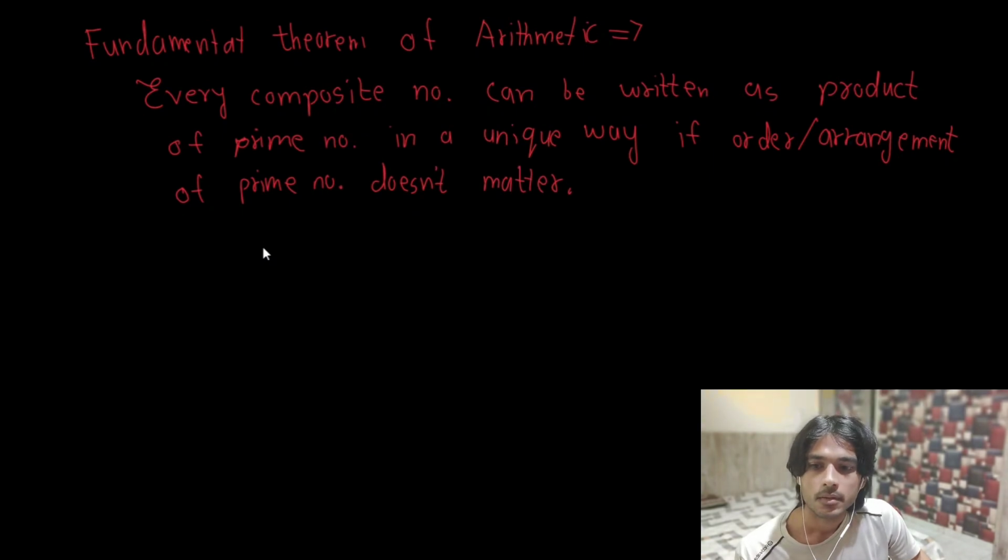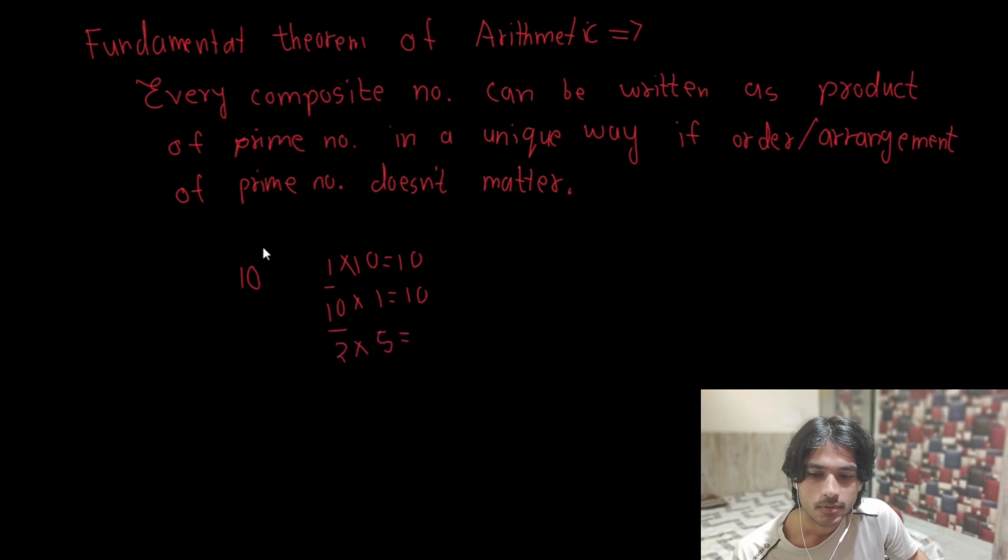So let us just understand this definition. Every composite number. First of all, when we are applying the fundamental theorem of arithmetic, we will make sure that the number we are checking it on is a composite number. Let me give you one composite number, say 10. So 10 is a composite number. Why? Because 1 multiplied by 10 equals 10, so 1 is a factor. 10 multiplied by 1 equals 10, so 10 is a factor. And 2 multiplied by 5 equals 10, so 2 is a factor. And 5 multiplied by 2 equals 10, so 5 is a factor.